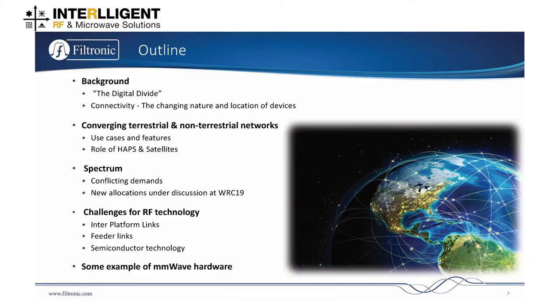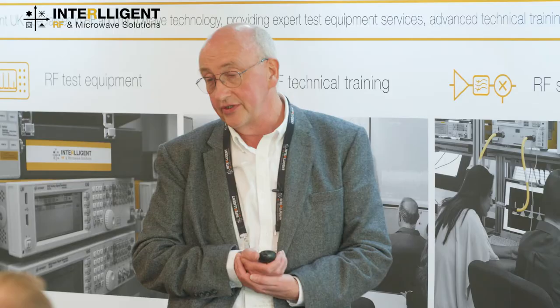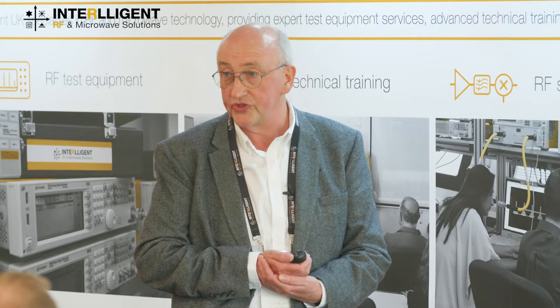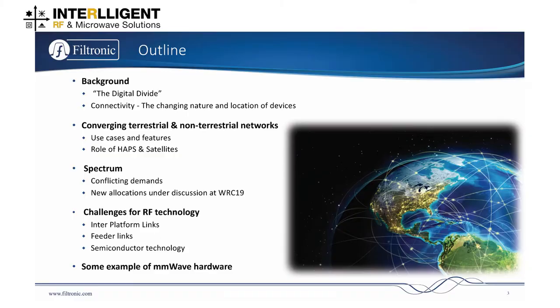So there's a little bit of background on the convergence of the terrestrial and non-terrestrial networks, and use cases. Then the role of satellites, which we've heard a lot about and are always in the news, but high altitude pseudo-satellites or high altitude platforms will also have a very important role, and we'll talk about the benefits of using those. Then spectrum: there's a constant battle over spectrum, with a lot of conflicting demands. You've got very hungry mobile operators wanting spectrum everywhere and as much as they can get, and then the satellite people also trying to protect their spectrum. So I'll talk a little bit about that.